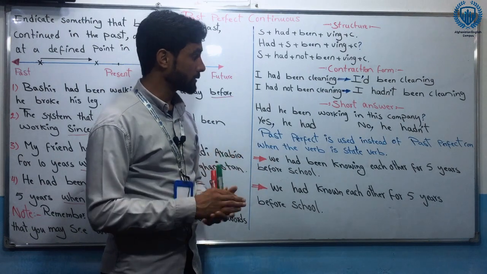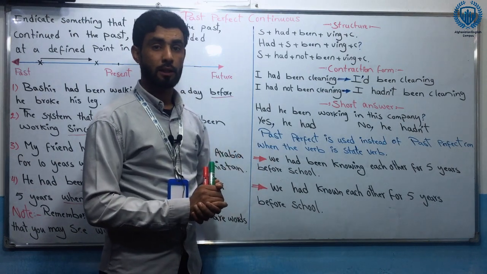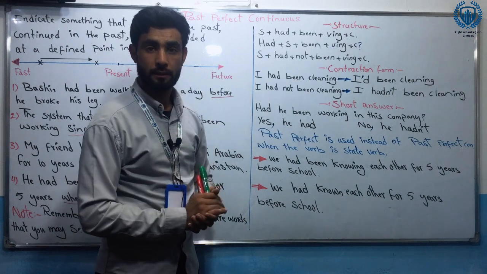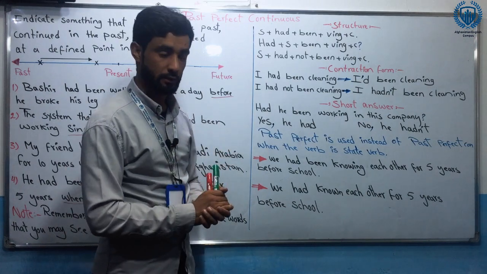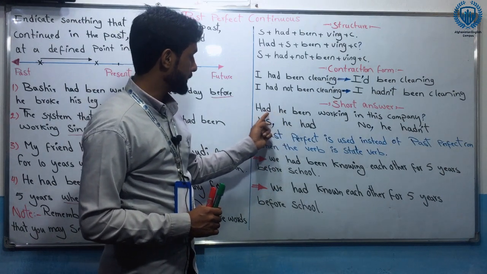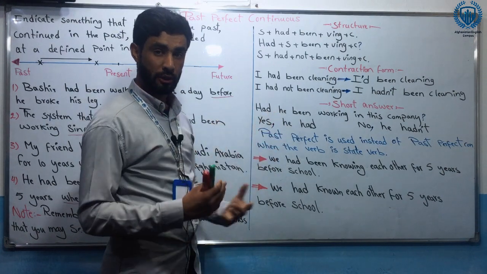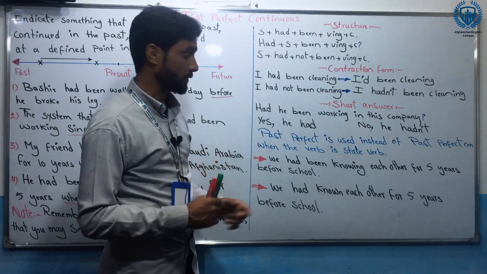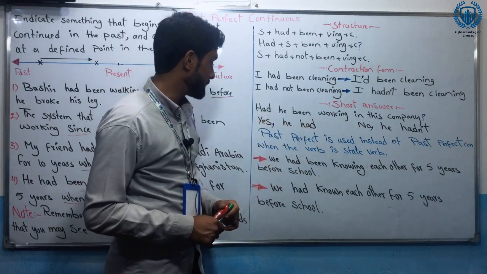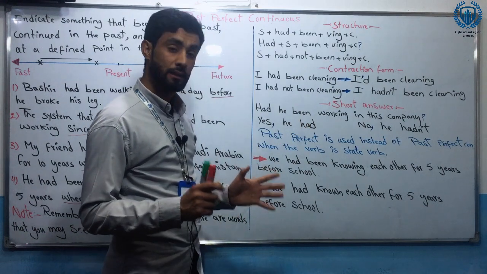The next part is about short answers with past perfect continuous tense. How to answer the questions of past perfect continuous tense shortly. If the had is in the beginning, it's a question and it's an interrogative form. So, had he been working in this company?